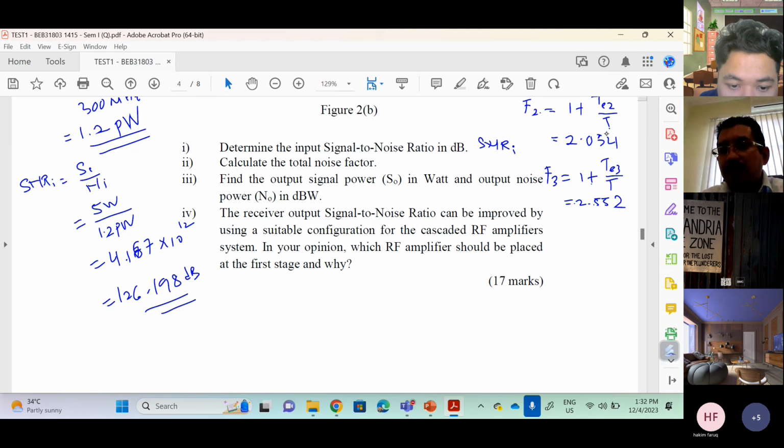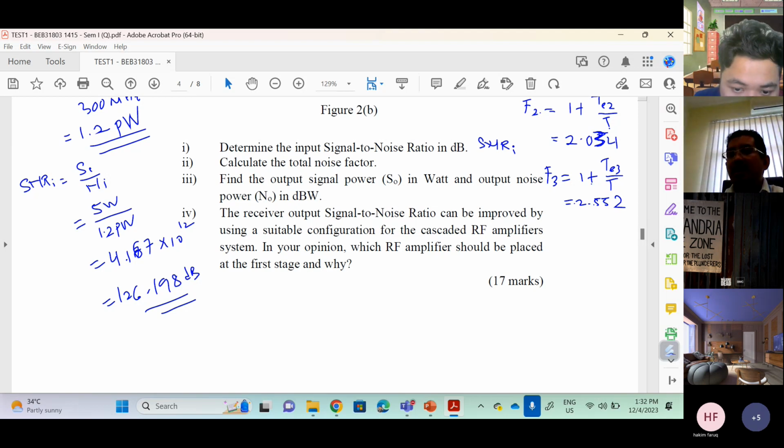Okay. Tadi ni silap, sorry. Ni tadi F2 yang ni 2.034. Yang ini 2.552.